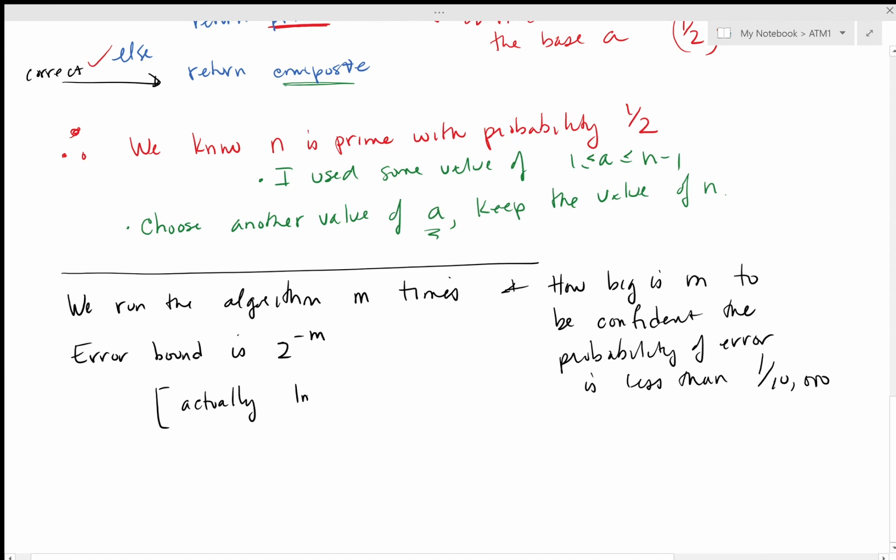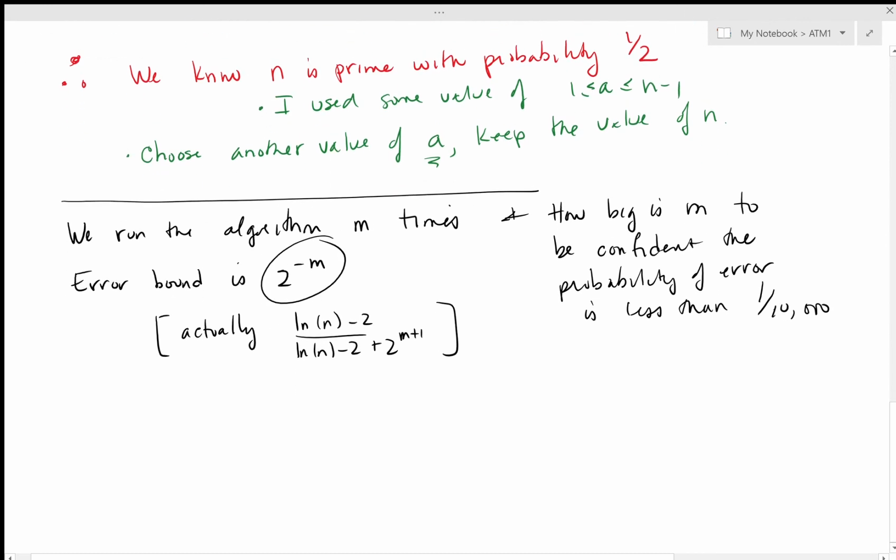It depends a little bit on the size of n. It's the log of n minus 2 over the log of n minus 2 plus 2 to the m plus 1. Okay, it is effectively this, especially as n gets larger. So we're going to use that.